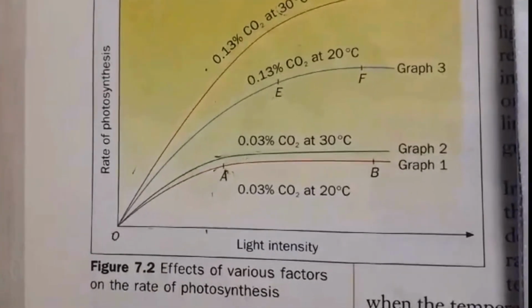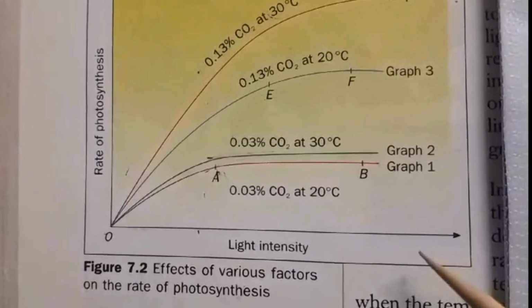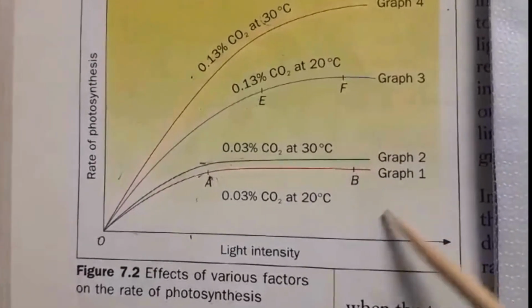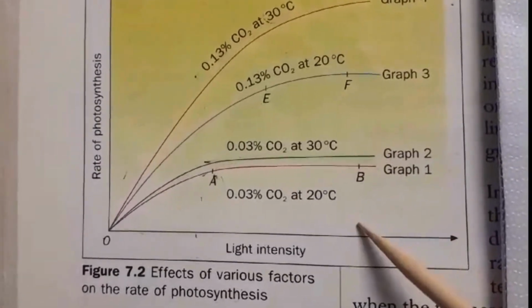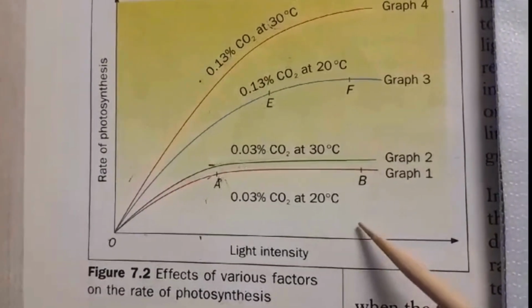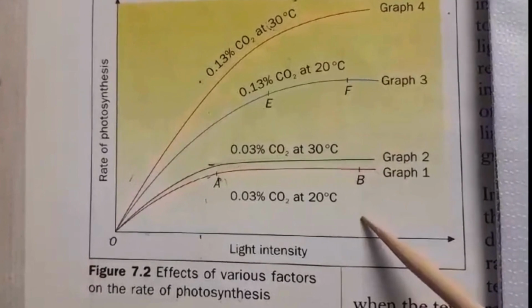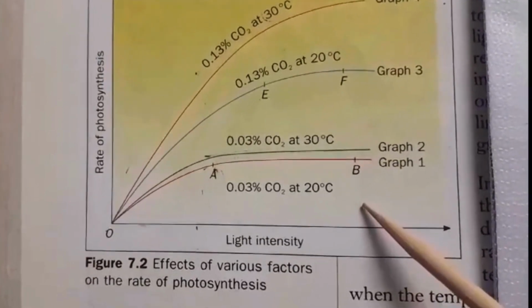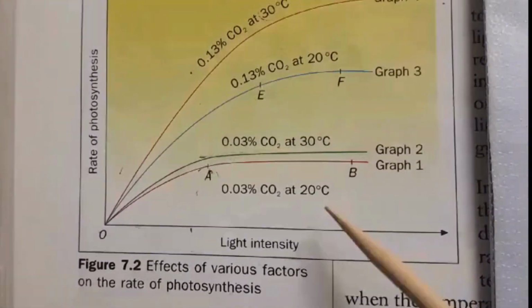Let's study the limiting factor related to the chemical reaction photosynthesis. There are different factors affecting photosynthesis, for example, the temperature, the carbon dioxide concentration, and the amount of water.